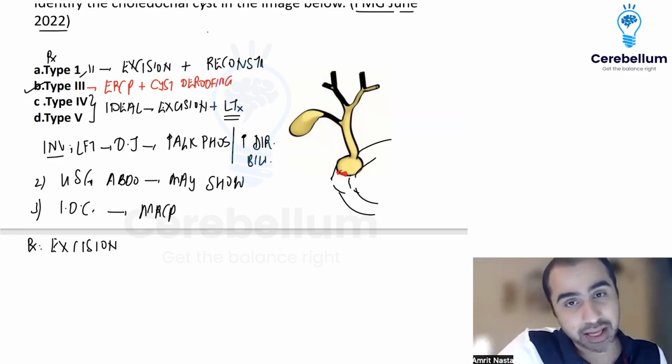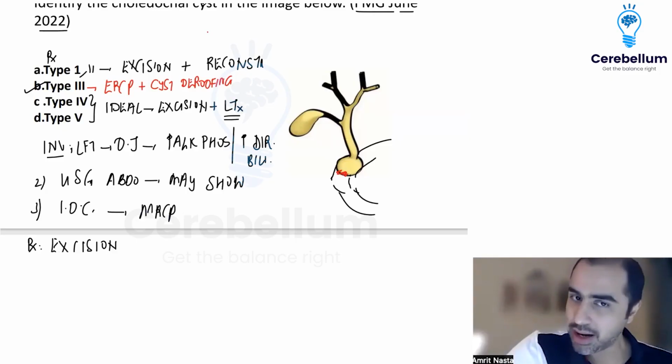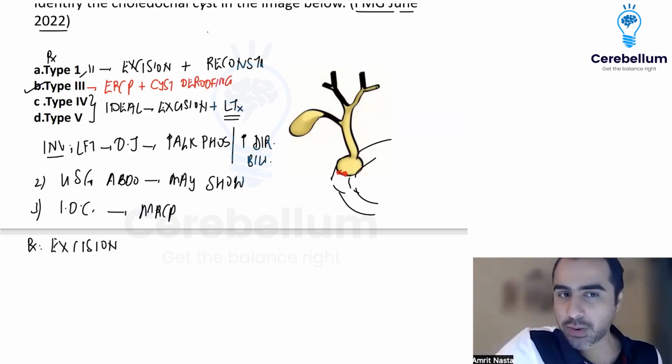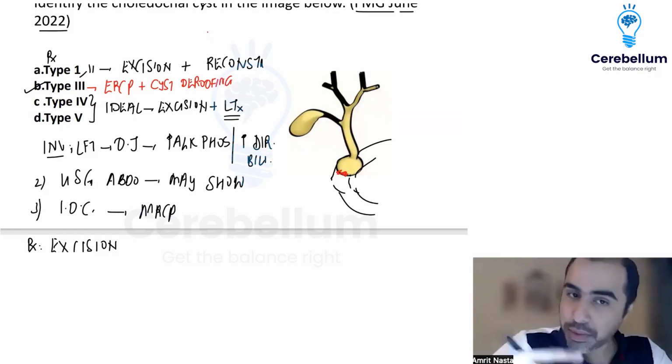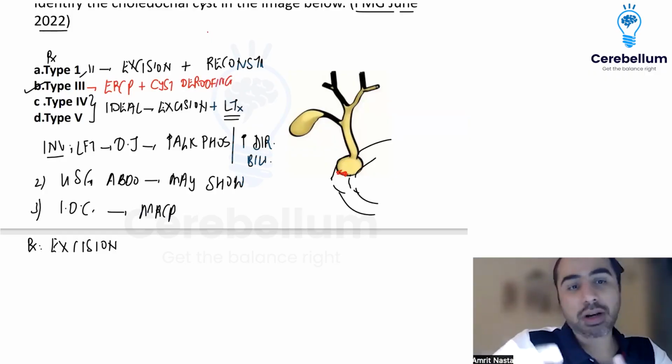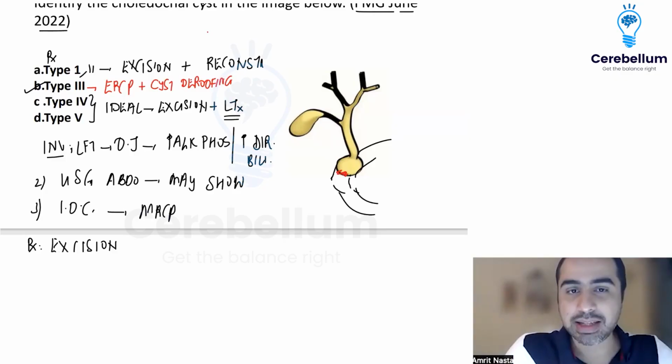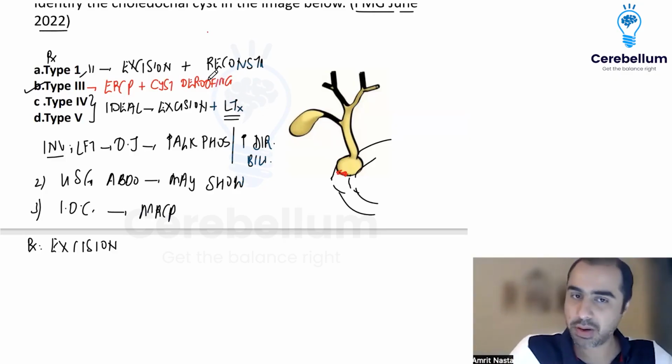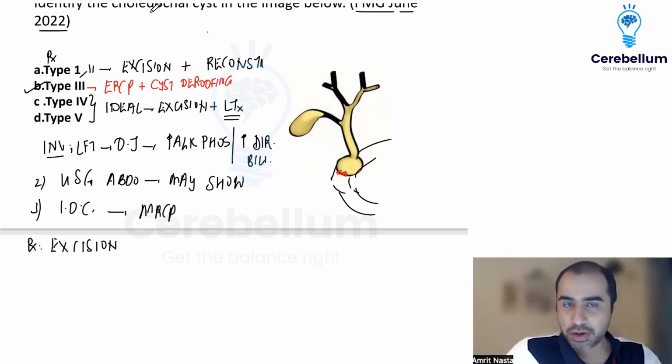So you will have to tell the patient कि पूरी cyst हमने नहीं निकाली है, we have removed part of it, so the jaundice will go, but you have to be under checkup because in future there is a risk of cancer. LT is liver transplant. Okay, so that is about management of choledochal cysts.